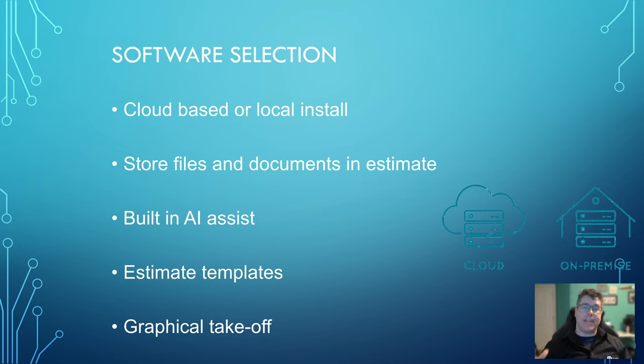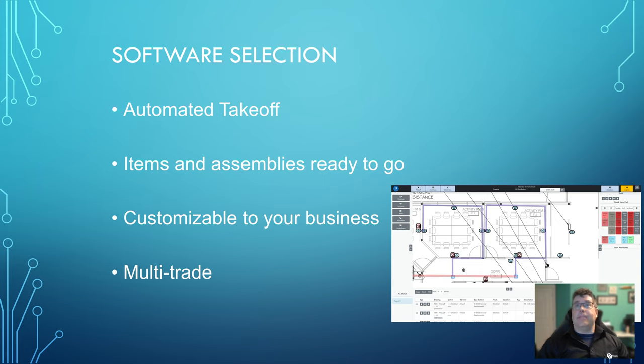Estimating templates. It should allow you to create templates for your estimates on different sectors of work and different clients, so that when you open an estimate with a template, it pre-populates everything for you. And then, absolutely critical, it should have graphical takeoff built in, so there is no transferring of values manually. Everything must be tied back to the source documents so that you can ensure consistency in your estimates. Automated takeoff, something that can assist you in counting all of these widgets. Again, that goes back to the AI side of things.